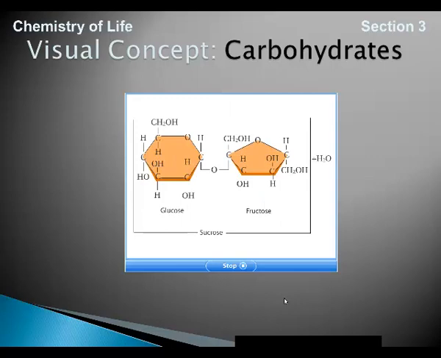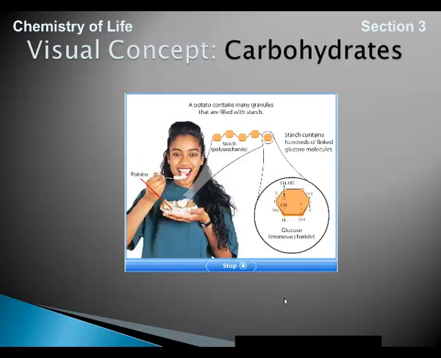Two monosaccharides can combine in a condensation reaction to form a double sugar or disaccharide. Sucrose, a common table sugar, is formed from glucose and fructose. A polysaccharide is a complex molecule composed of 3 or more monosaccharides. Animals and plants store carbohydrates as polysaccharides. In plants, glucose molecules are linked in the polysaccharide starch.